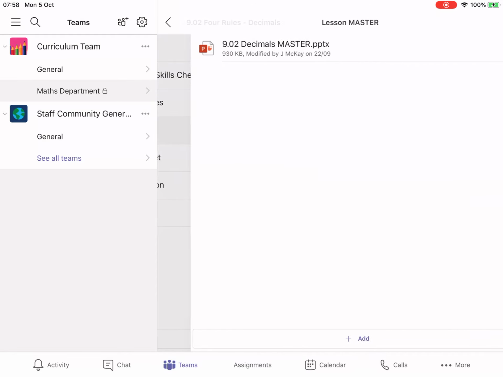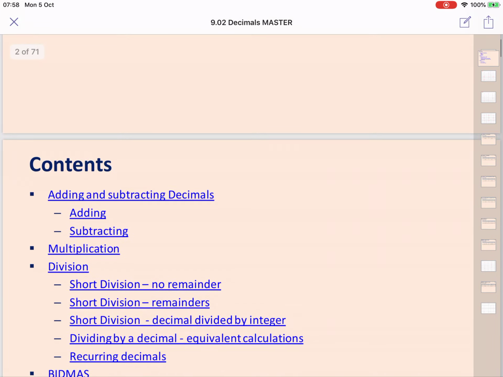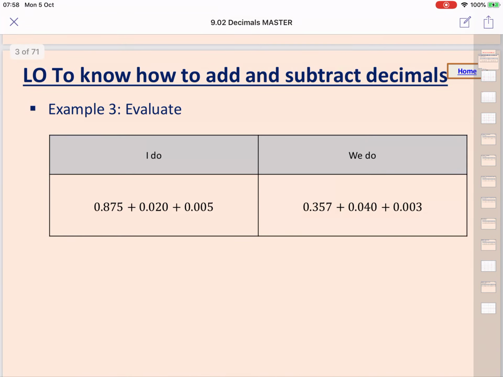Today's LO is to know how to add and subtract decimals. So let's get that down, please. Okay, let's get that down. And we're going to do a couple of, just 2 examples before I ask you to do the main part. Okay, so the 2 examples. So the first one I'm going to do is this one here, this very first one, this I do example here.